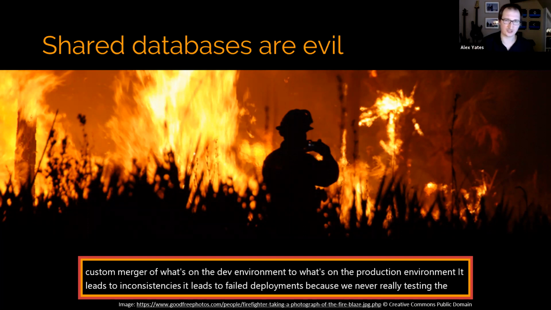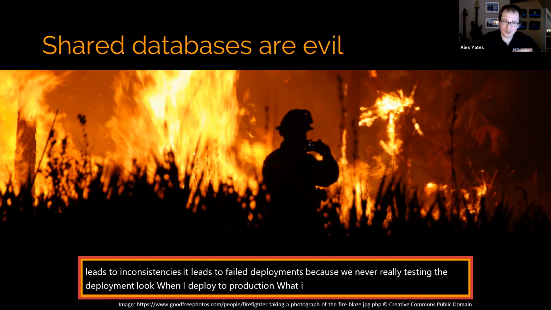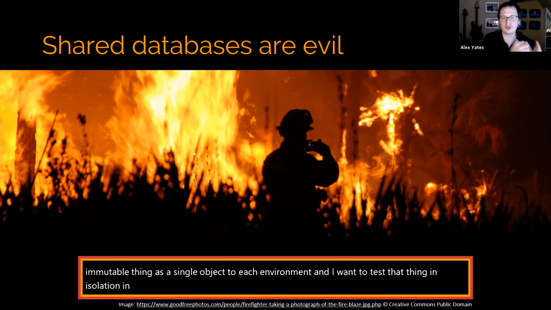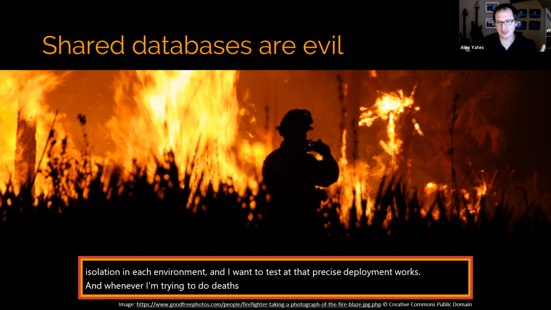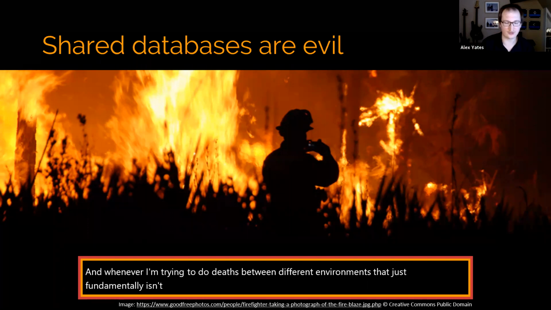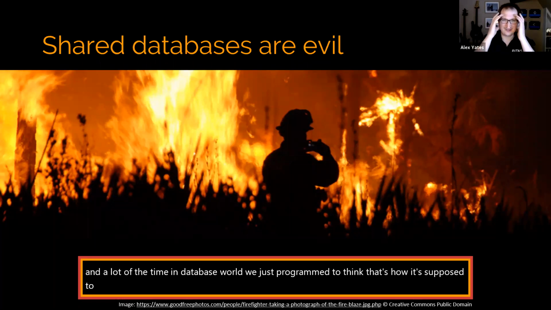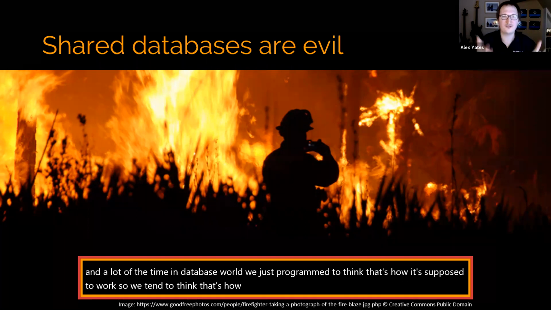Look, when I deploy to production, what I want to do is deploy a single immutable thing as a single object to each environment. And I want to test that thing in isolation in each environment. And I want to test that that precise deployment works. And whenever I'm trying to do diffs between different environments, that just fundamentally isn't there. And it causes all sorts of slow, manual, painful deployment processes. And a lot of the time in database world, we're just programmed to think that's how it's supposed to work. So it's hard for us to imagine a better way of working, but there is a much better way of working.